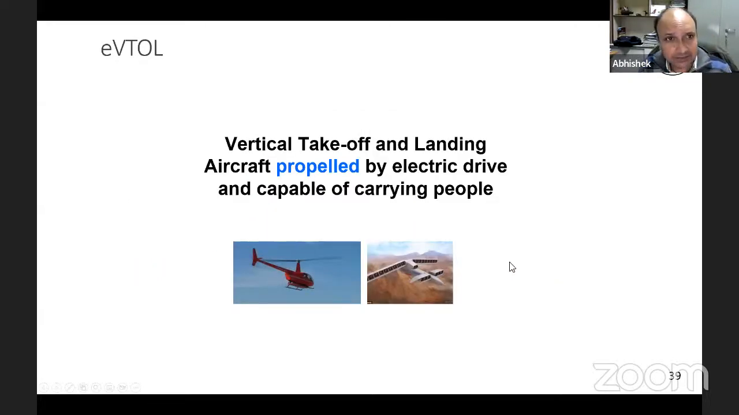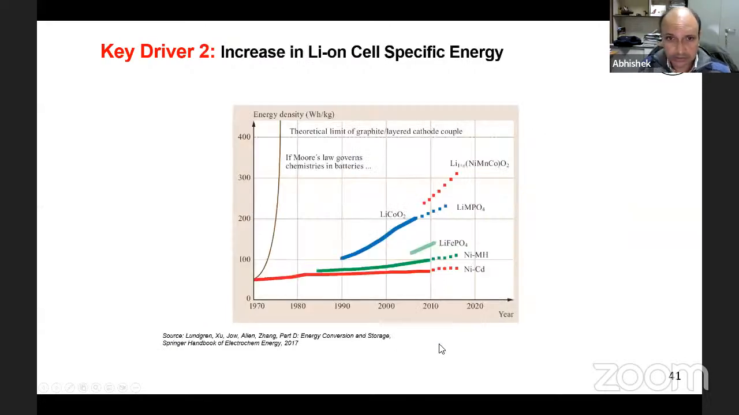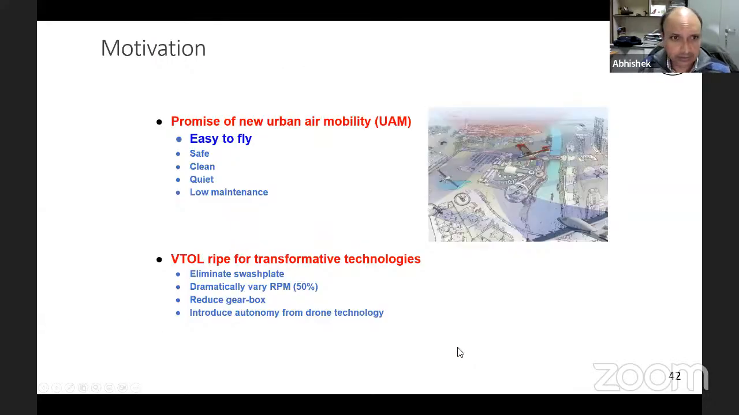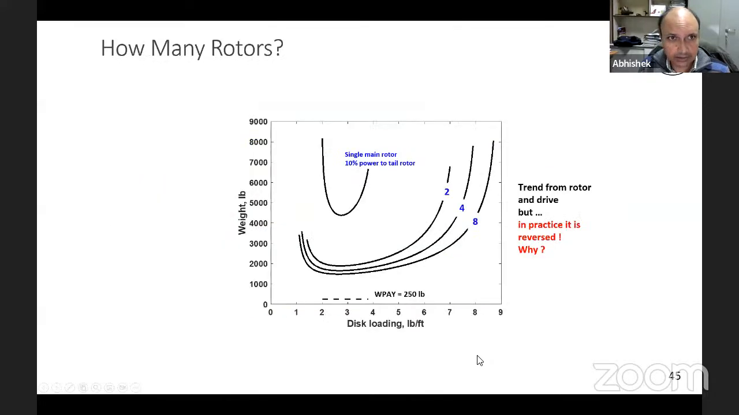Some other things regarding VTOL. Okay, sorry, I don't know why these slides are repeating again. Yeah, so I actually wanted to show this last slide.